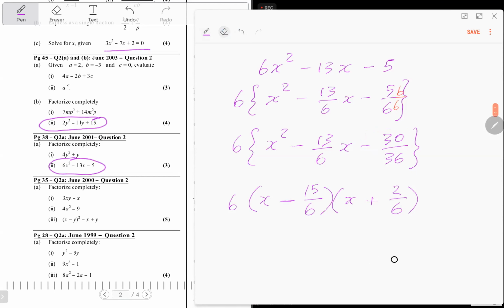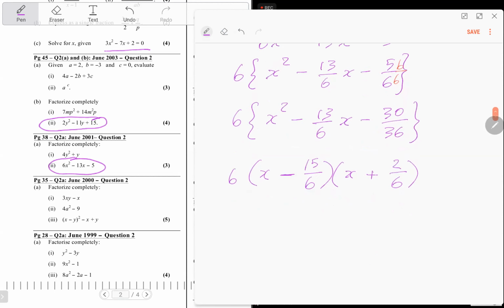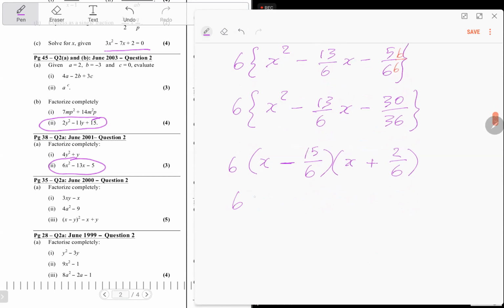Then I simplify the values first. So you get 6 bracket. Now this can be divided by 3. This one can be divided by 3. So I get x minus, dividing the 15 by 3, 5 over 2. And this now becomes 1/3. So I get x plus 1/3.